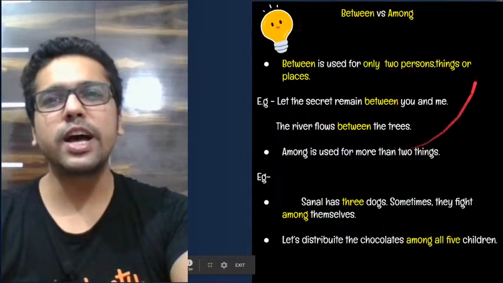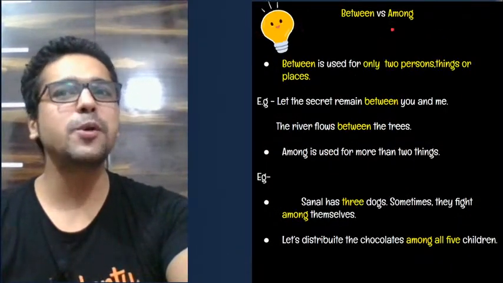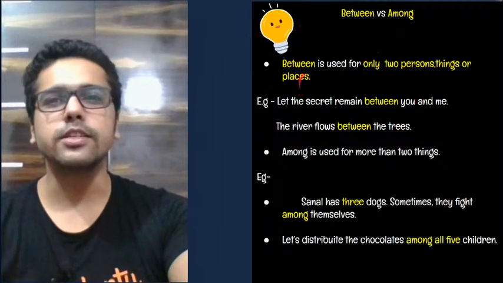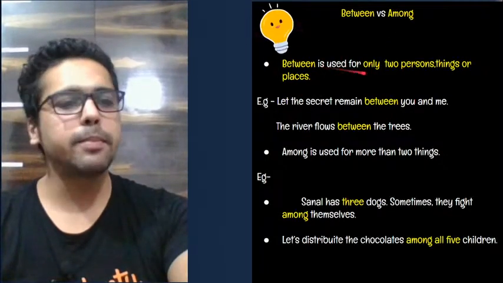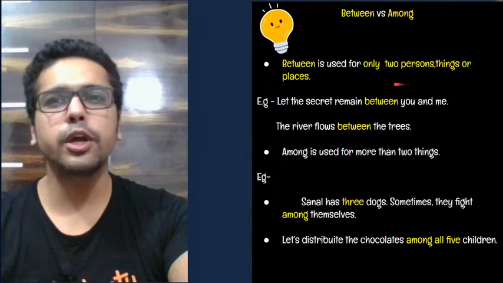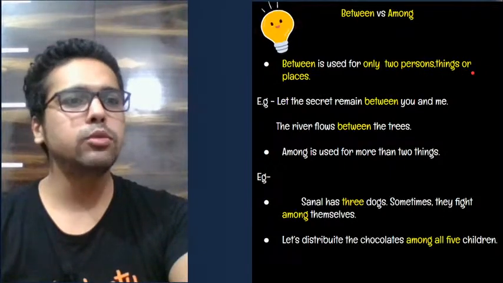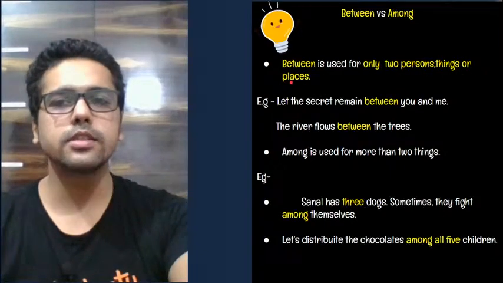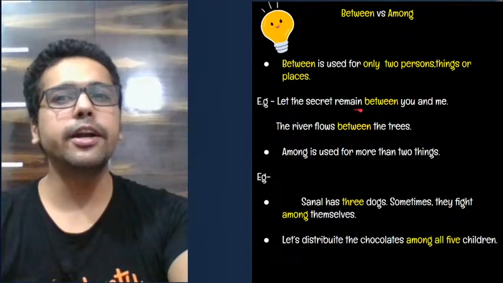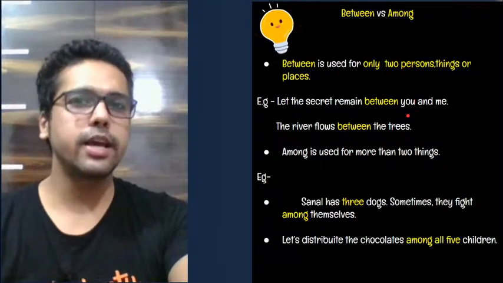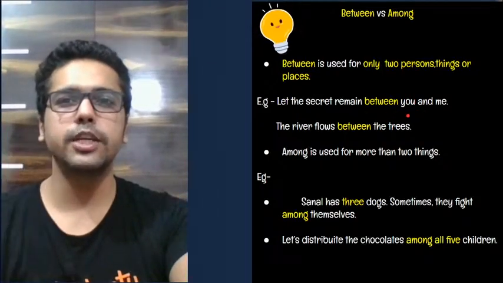Perfect. The last confusing pair is between versus among. So look at this here. The preposition between is used when you're talking about two persons or two things. Only two. Only two persons, or only two things, or only two places. Look at this here. Let the secret remain between you and me. So here there are only two people. So between you and me.